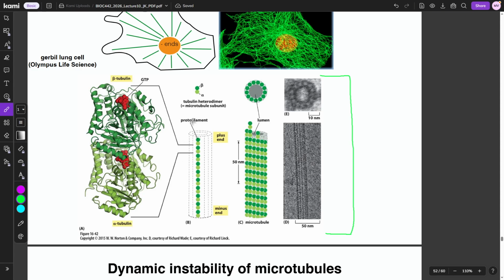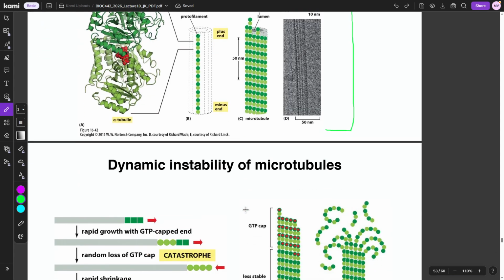Anyways, a cool thing to keep in mind about microtubules is they form these cylindrical structures. So unlike actin, which forms helical structures, microtubules are actually hollow in the middle. They form lines in rows, and they basically form a cylinder from these dimers, which is pretty cool.